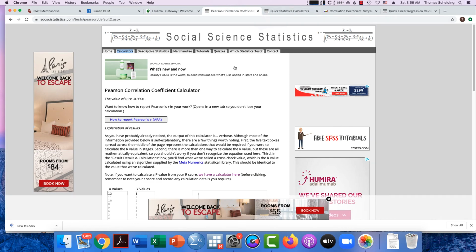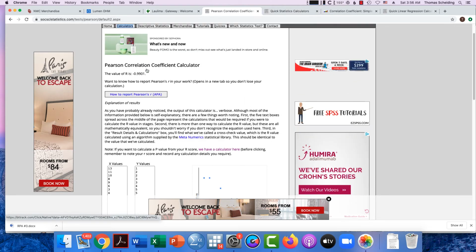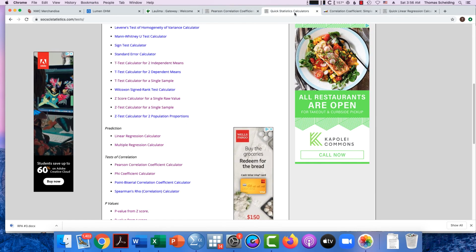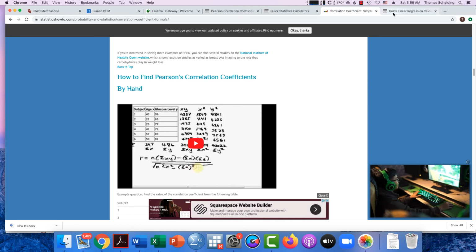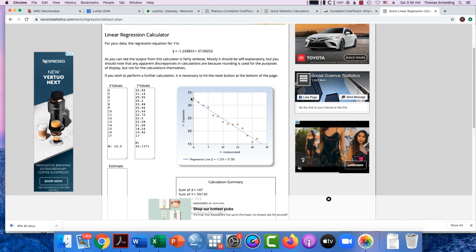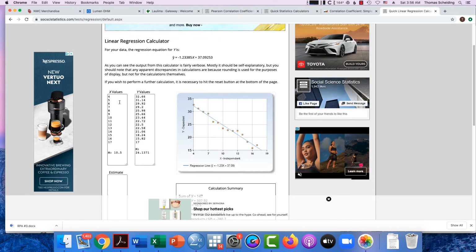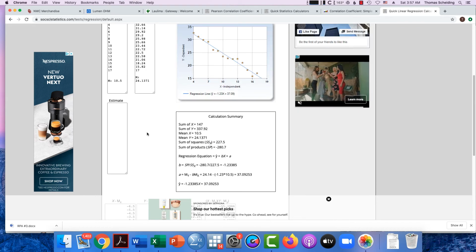I just made my life easy here. I went to Social Science Statistics, socialsciencestatistics.com. I typed in these values for my linear regression calculator, typed in all those x variables and y variables, and down here I then found out what my y is and what my b is and my a.